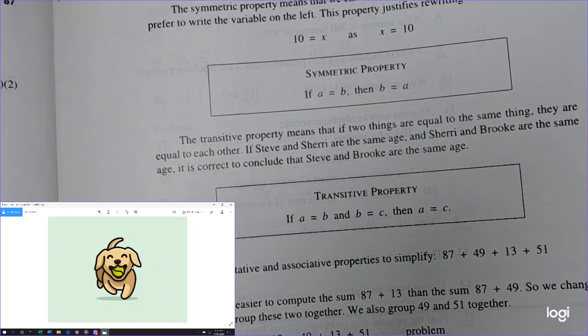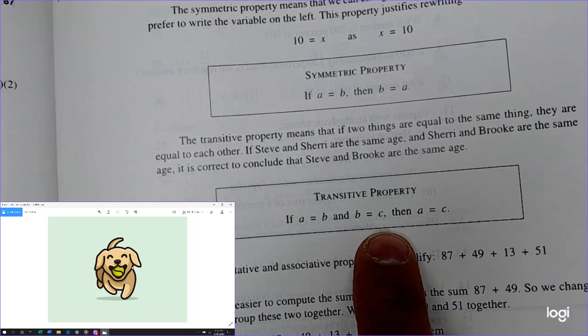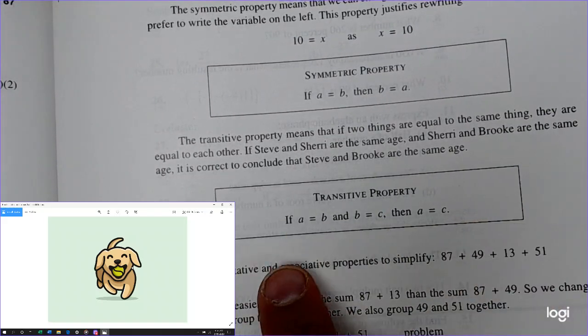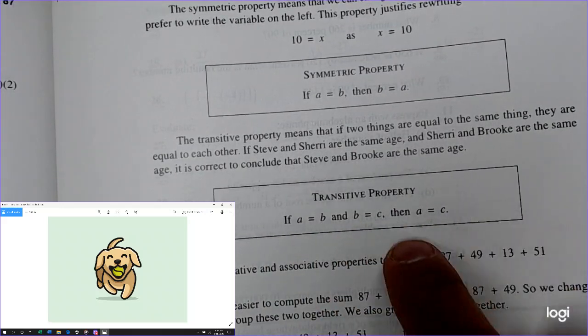Right? So that's the transitive property. It's where we transfer one fact from two equal items onto the other equal item. So that's how we say mathematically, if A equals B, and B equals C, then A is also equal to C.